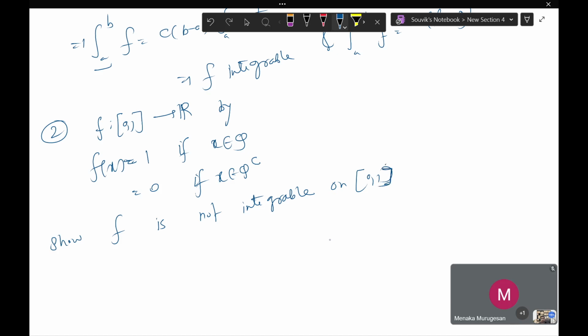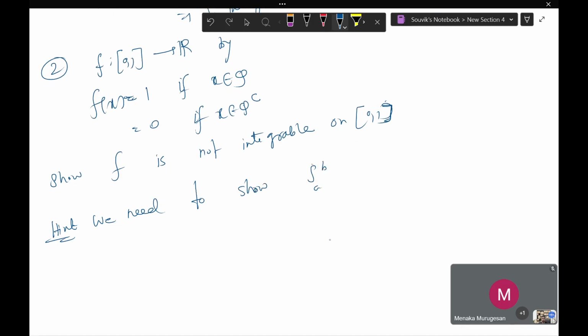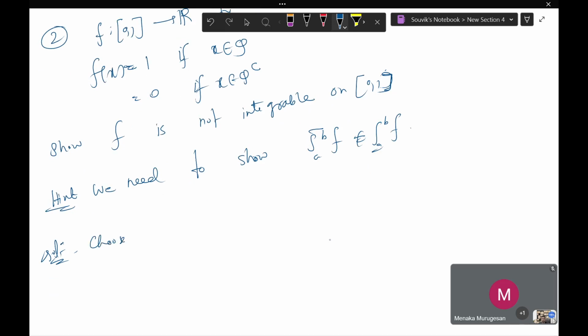So basically, we need to show the upper integral is not equal to the lower integral. Okay, but how to do it? Since we need to show the upper integral is not equal to the lower integral, choose any partition P of [0,1].